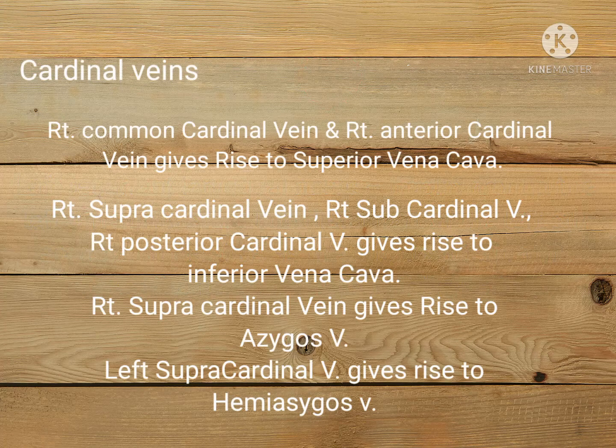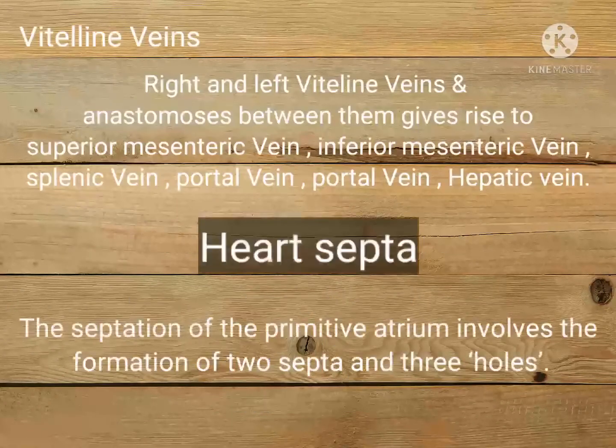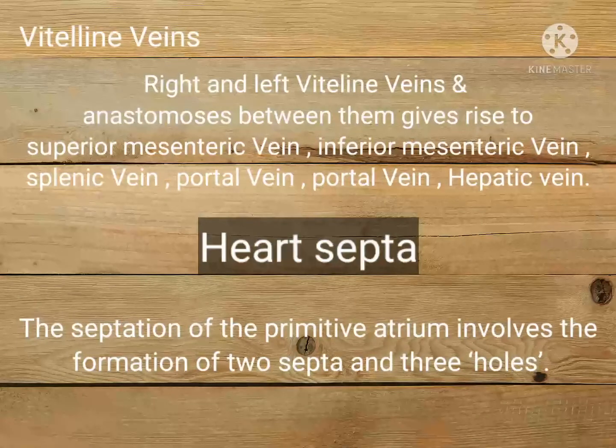Cardinal veins. Right common cardinal vein and right anterior cardinal vein give rise to the superior vena cava. Right supracardinal vein, right subcardinal vein, right posterior cardinal vein give rise to the inferior vena cava. Right supracardinal vein gives rise to azygous vein. Left supracardinal vein gives rise to hemiazygous vein. Right and left vitelline veins and anastomoses between them give rise to superior mesenteric vein, inferior mesenteric vein, splenic vein, portal vein, hepatic vein.